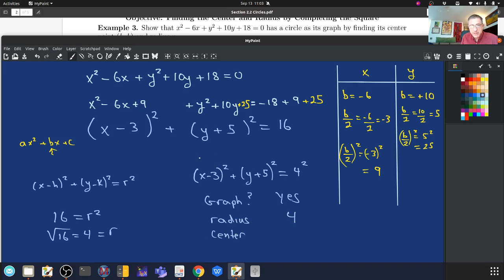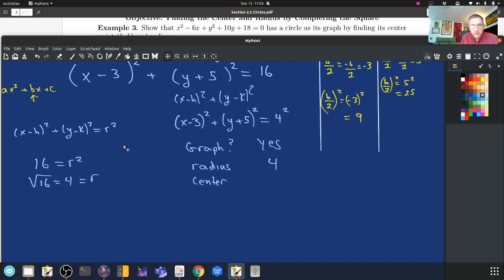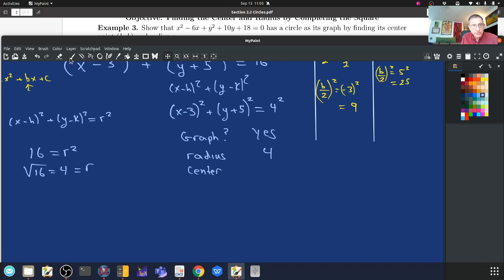So what is the center? This is (x minus h) squared plus (y minus k) squared. Well, let's look. Minus h is equal to minus 3. Minus k is equal to 5. That means h is equal to 3. That's a minus there. k is equal to minus 5. So the center is (3, minus 5).